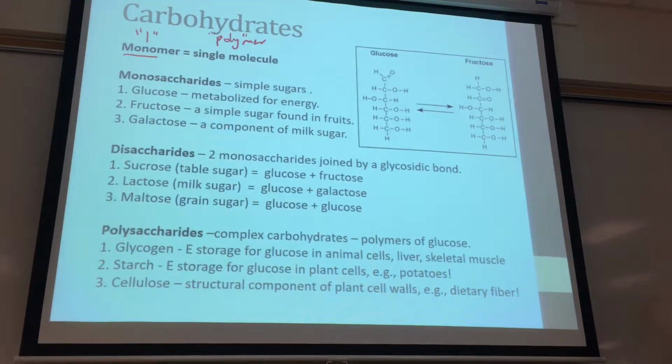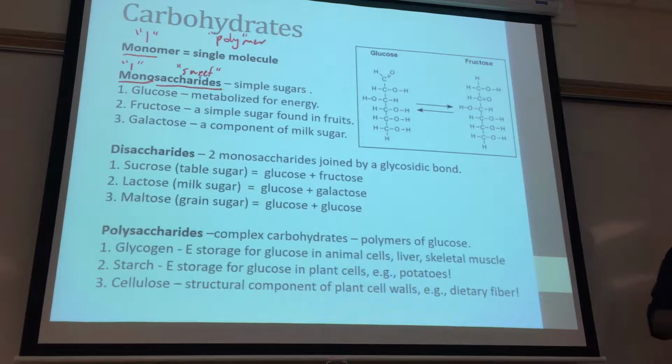These are what are referred to as simple sugars, because each contains 1 saccharide. The suffix saccharide, which you've probably heard in the term saccharin, which is sweet, means 1 sugar, hence the term simple sugars. You can see we have 3 types of simple sugars: glucose, fructose, and galactose.